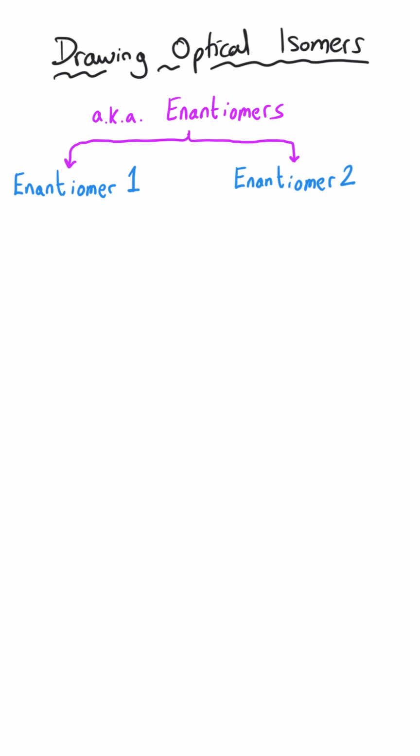These optical isomers are often referred to as enantiomers, and that phrase, enantiomers, encompasses both of the two different optical isomers, the two non-superimposable mirror images of each other. And when you draw them, you do it in exactly the same way that I've already said.